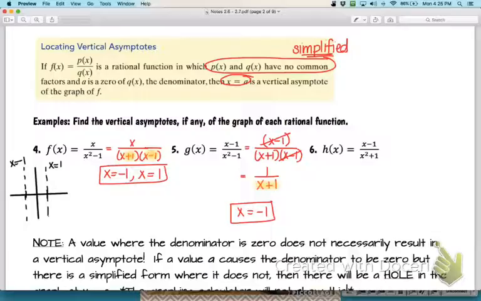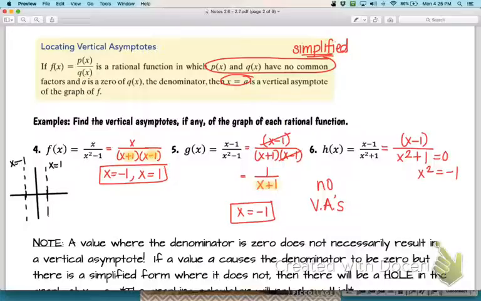And then here at number 6, this is kind of similar to the domain question. I get x minus 1 over, this doesn't factor, x squared plus 1. So that doesn't simplify. And remember, if I set this equal to 0, I'm going to get imaginary solutions, which is not possible on the real number plane. So this one has no vertical asymptotes, and we can call those VAs. I think that's pretty common. Okay, so that is how you get a vertical asymptote.